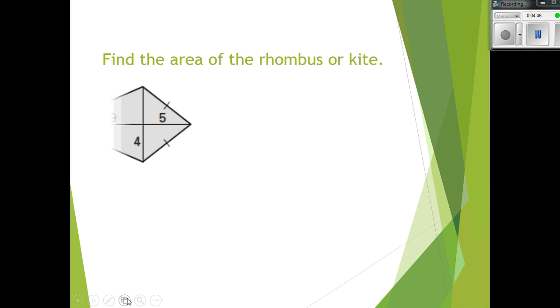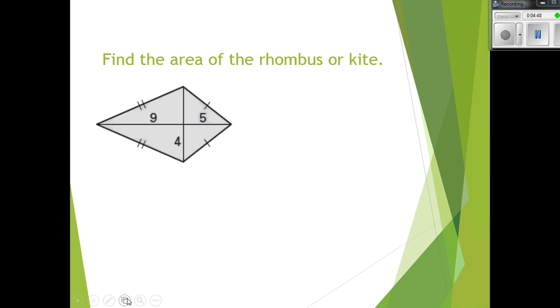So the first one we're going to do says find the area of the rhombus or a kite. So the first thing you should always do is decide what the figure shape is. Even though the kite and a rhombus is the same formula, I'm going to put a figure on your paper and you're going to have to be able to decide. So we know this is a kite because it has two adjacent congruent sides. So these two sides are congruent and these two sides are congruent. And so we would say the area of a kite is equal to 1/2 diagonal 1 times diagonal 2.